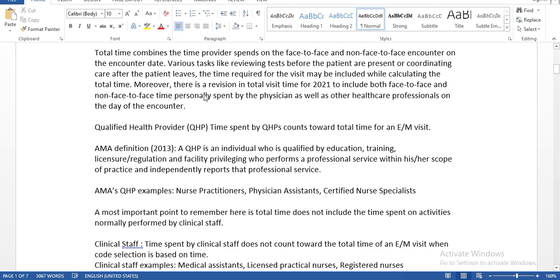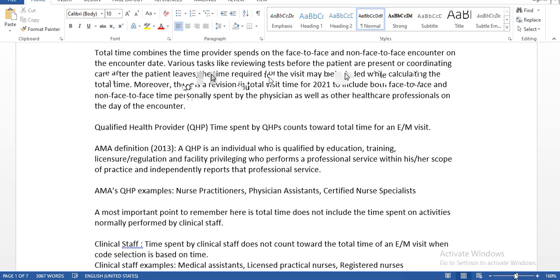So we can consider the physician as well as other healthcare professionals. If those people perform the visit, we can count the time. If we check here, qualified healthcare provider (QHP) time: time spent by QHPs counts toward total time for an E&M visit. So if the patient is seen by a QHP, a qualified healthcare provider, we can count that time for E&M coding based on time.